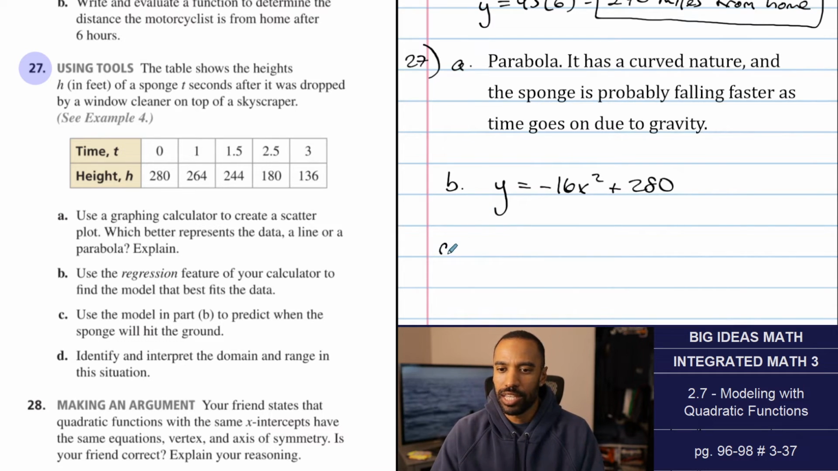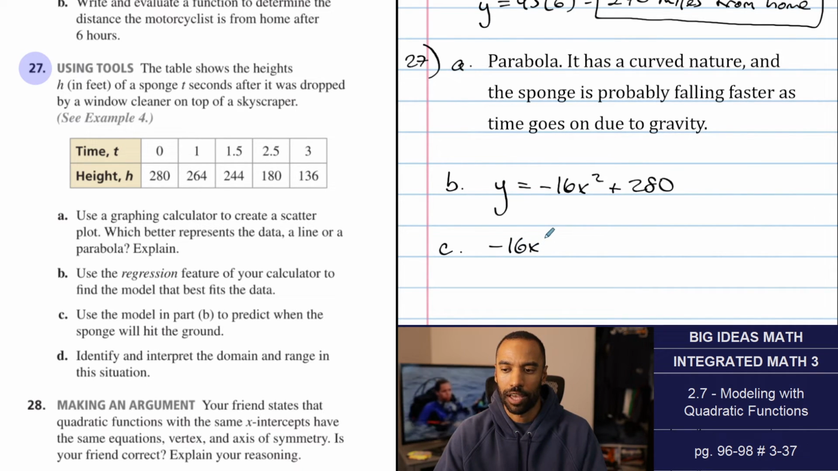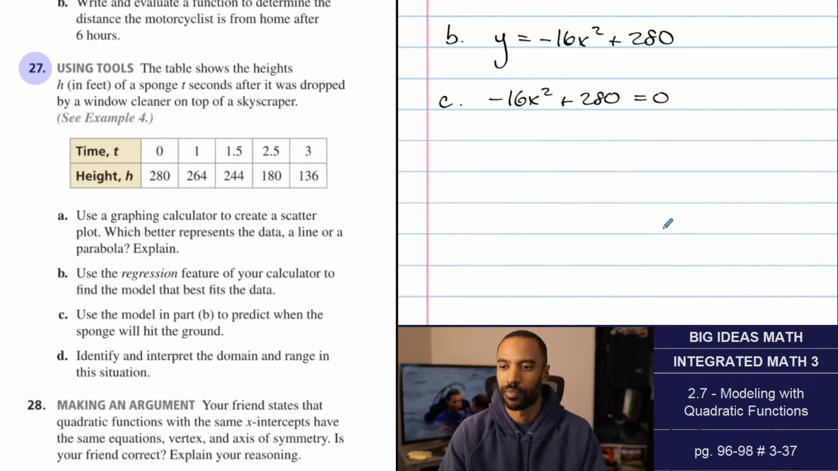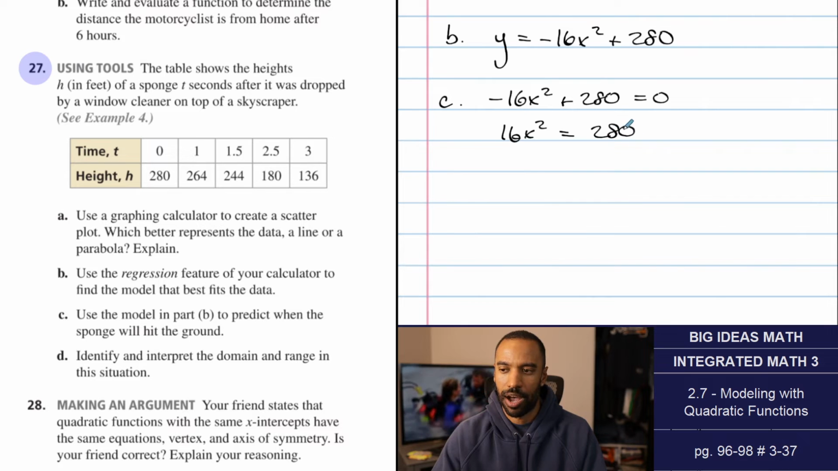And part C, use the model in part B to predict when the sponge will hit the ground. So now we've got to find out when y is 0. What value of x gives us a value of 0 for y? I can add 16x squared to both sides, which basically makes that one positive alongside this one. Divide by 16, and then take the square root of both sides.